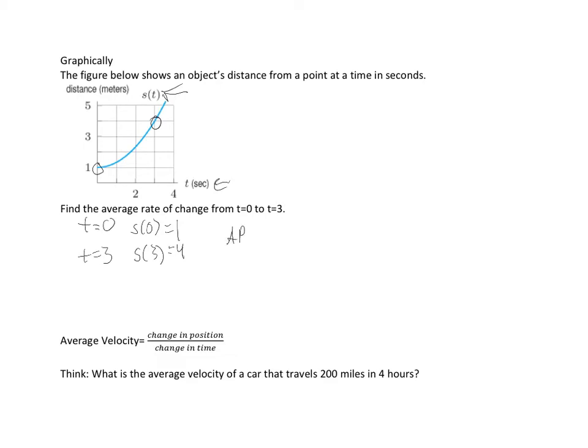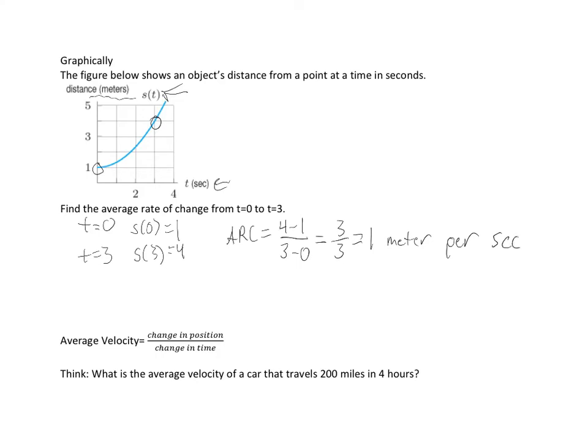So the average rate of change would equal the change in the outputs, 4 minus 1, over the change in the inputs, 3 minus 0. So that would give me 3 over 3, which equals 1. But what units are that? The units are always the output per the input. So the output is meters. So 1 meter per the input, which is seconds.